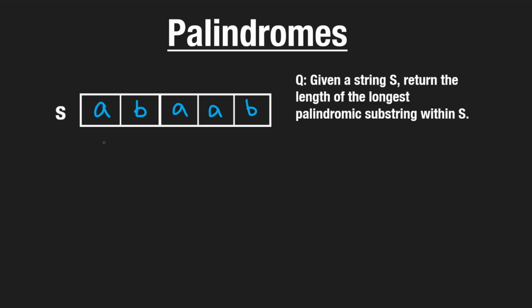Suppose we're given a string S like this one, for example, and we want to return the length of the longest palindromic substring within S. First of all, let's recall what a palindromic string is in the first place. Well, it's a string that once you reverse it, it's the same backwards. For example, ABA, when you reverse it, ABA, it's the same exact string. Same thing with racecar. When you reverse it, the characters read backwards are the same.